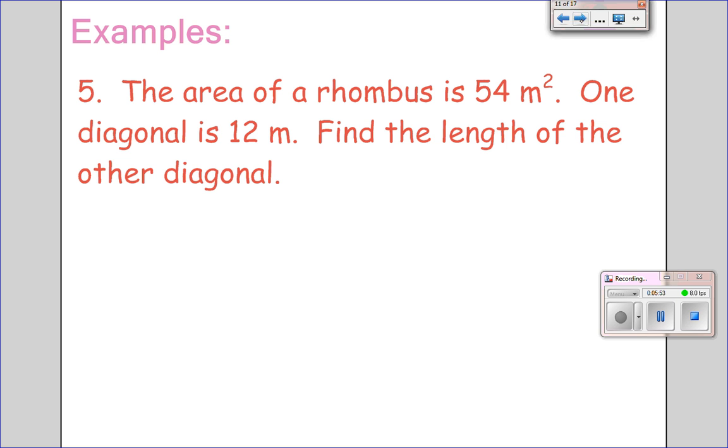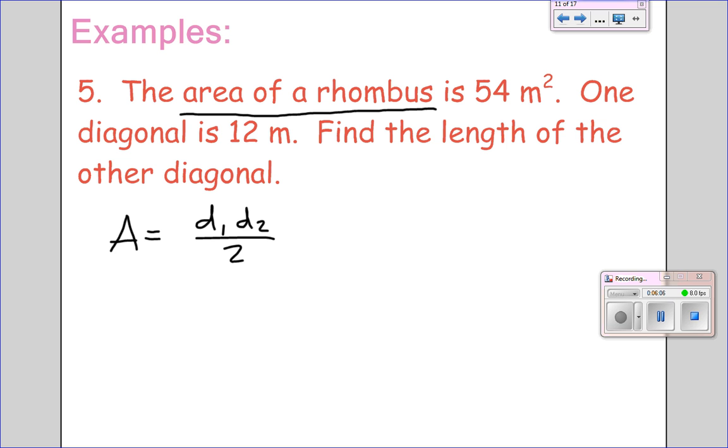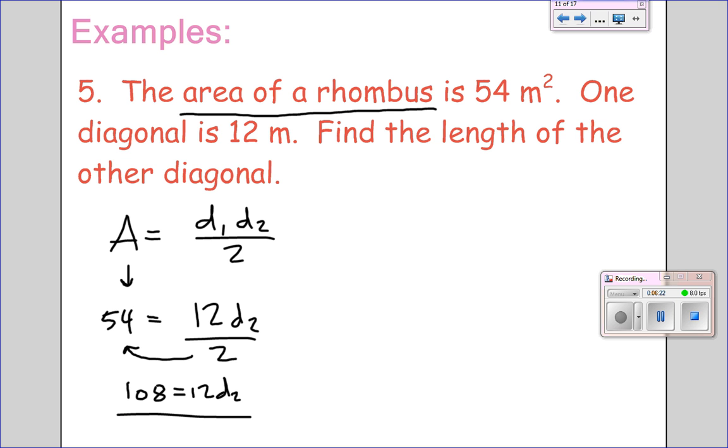All right, so here we have a word problem. For every word problem, you should start by writing the formula for the shape that it's talking about. So it's talking about the area of a rhombus. So area equals diagonal 1 times diagonal 2 over 2. Now instead of A, I can say 54 equals 1 diagonal is 12 times the other diagonal divided by 2. You can always get rid of the denominator by multiplying it to the other side. And then you divide both sides by 12. So the second diagonal is 9 meters. So every time there's a word problem, please make sure you write the formula out.